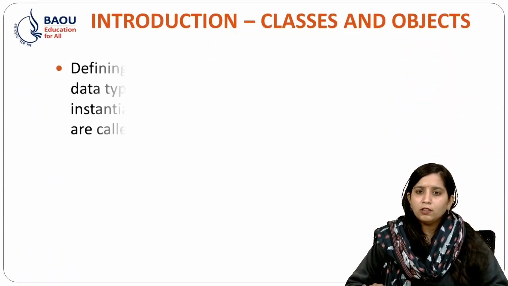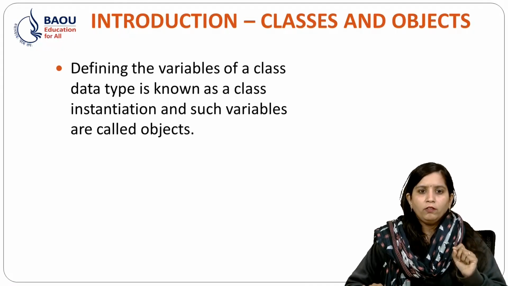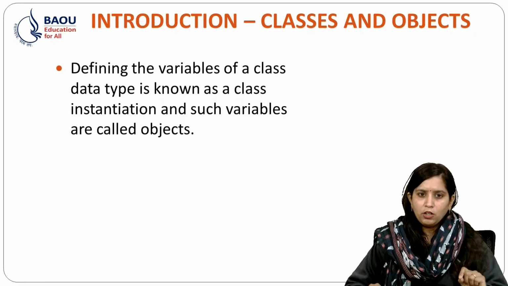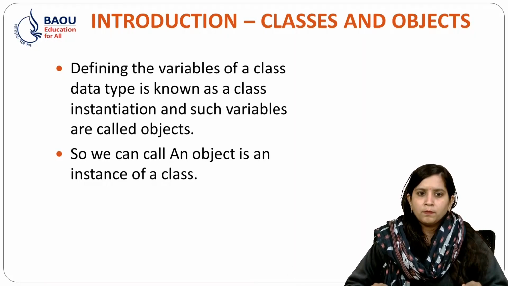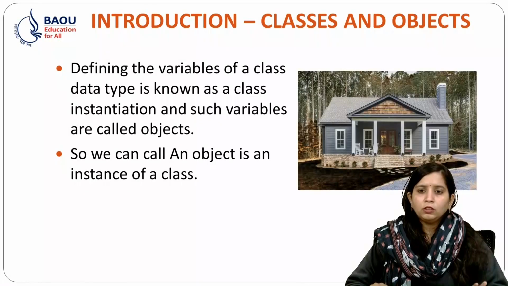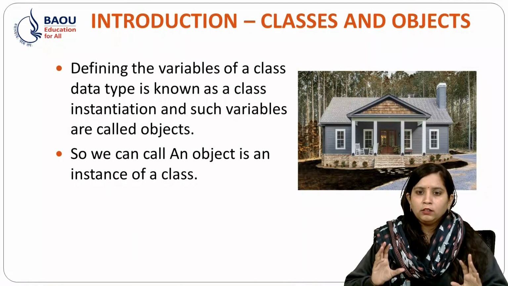And now what is object? Defining the variables of a class data type is known as class instantiation, and such variables are called objects. So we can say an object is an instance of a class. So the final product is an object of a class.